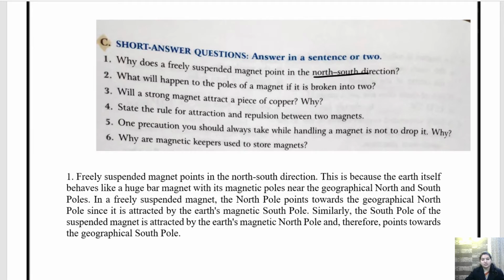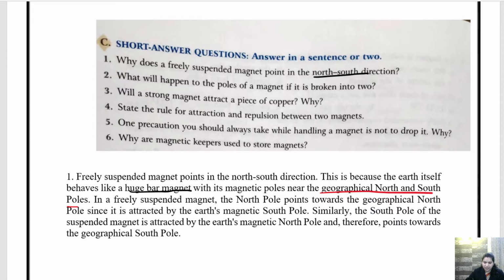The reason is that whenever we suspend a magnet freely, it stands just opposite to the geographical north and south pole, because we know that earth itself acts as a magnet and it also has its own south pole and north pole. So the magnet stands just opposite to the geographical north and south pole. Freely suspended magnet points in north and south direction. This is because the earth itself behaves as a huge bar magnet with its magnetic poles near the geographical north and south poles.